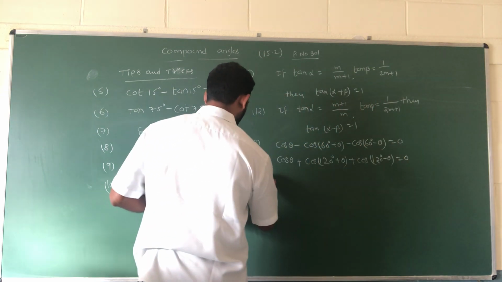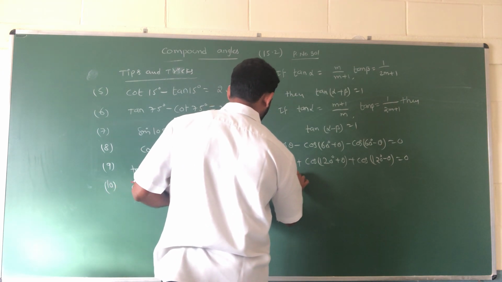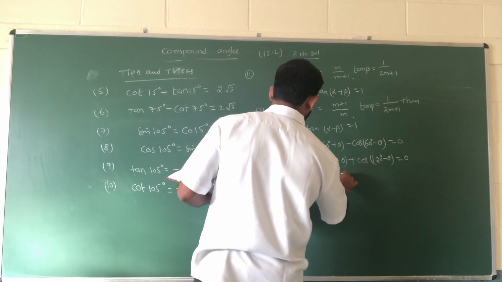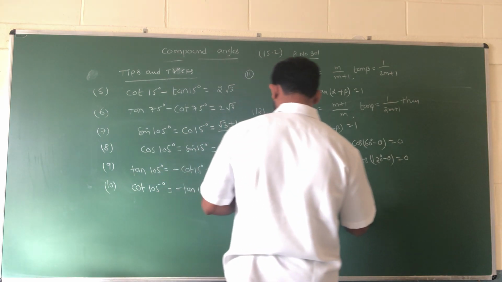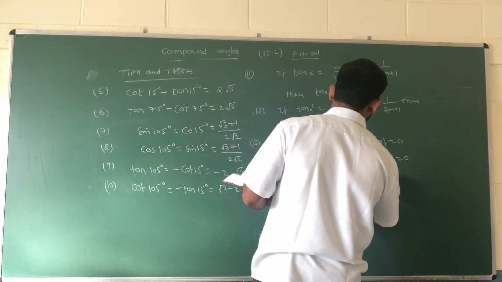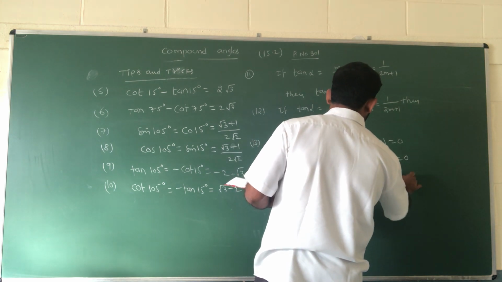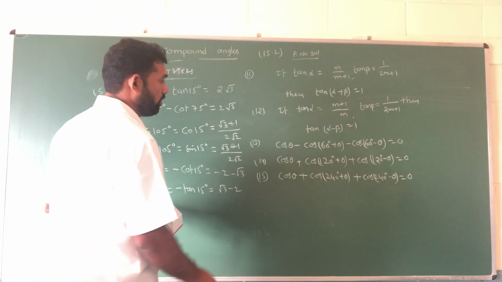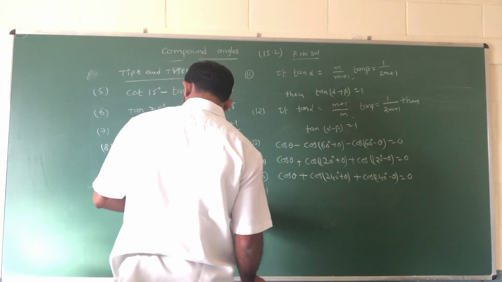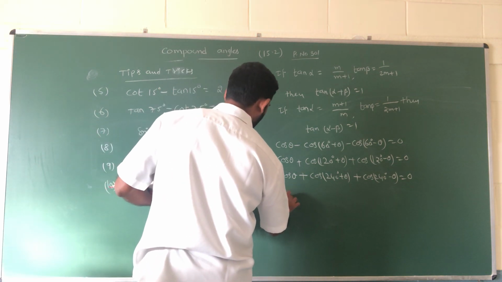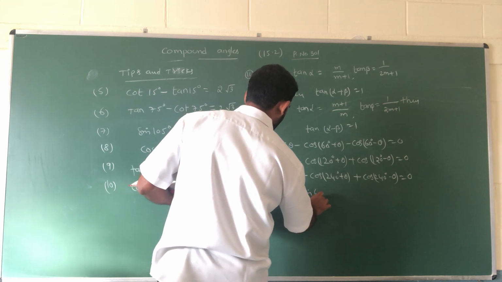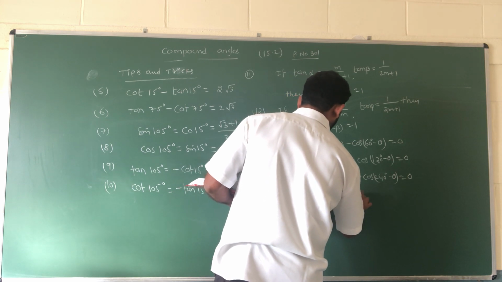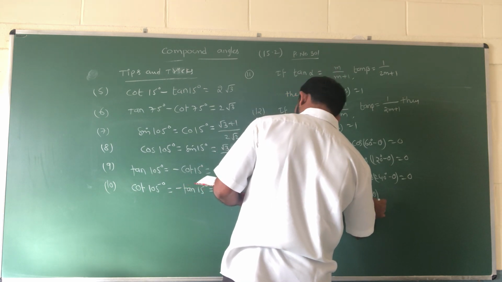Next, 15th one: cos theta plus cos 240 degrees plus theta plus cos 240 degrees minus theta, this summation should also be 0. You have to read all the points carefully. So 16th one: sin theta plus sin 60 degrees plus theta plus sin 60 degrees minus theta is equal to 0 only.